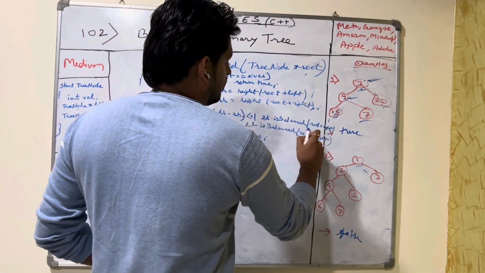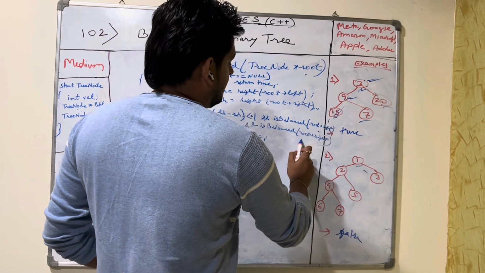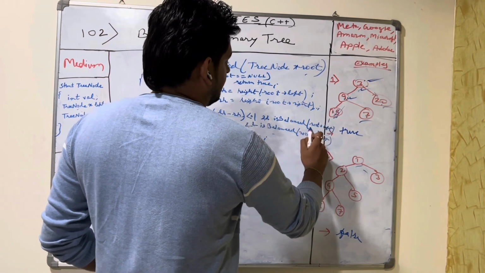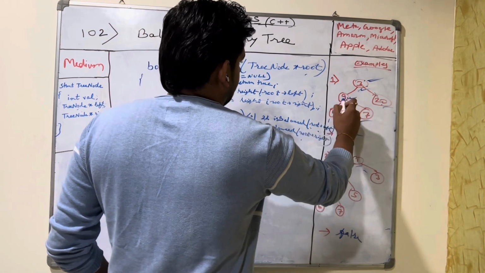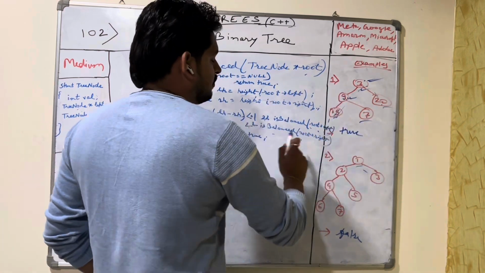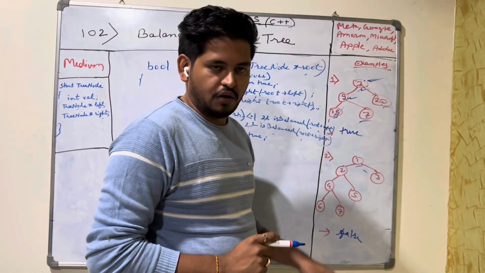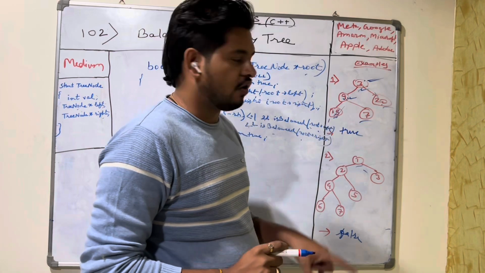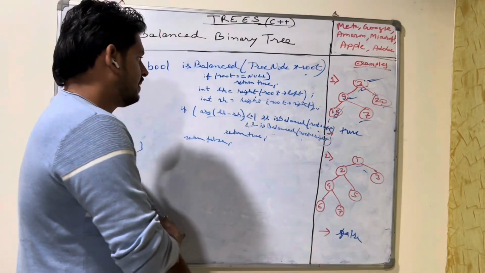And now again we go to the left and the right. We need to find for the left. We will call this function for root left, and again it will find the height. So every time it finds the height, it is n into n, so order of n square. So can we optimize it?